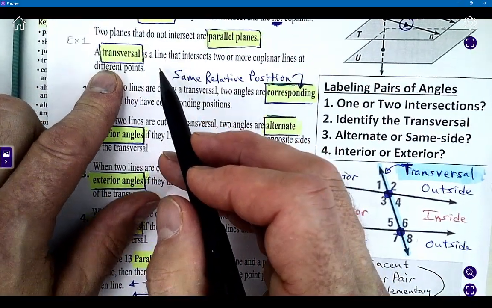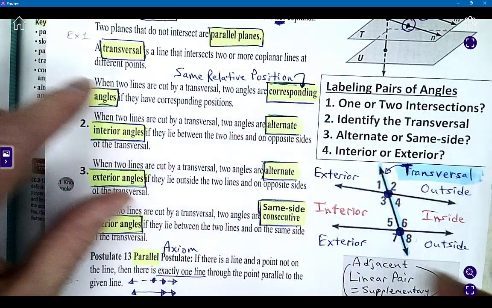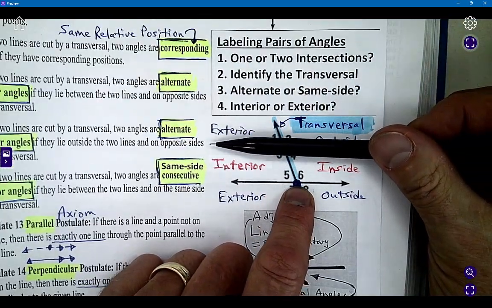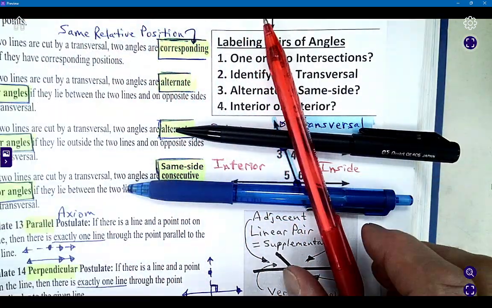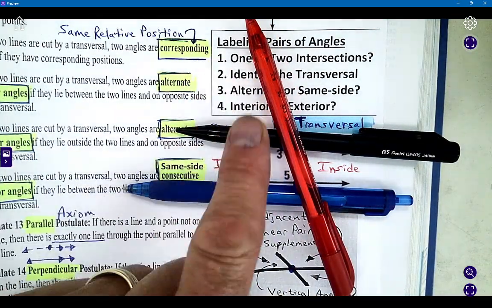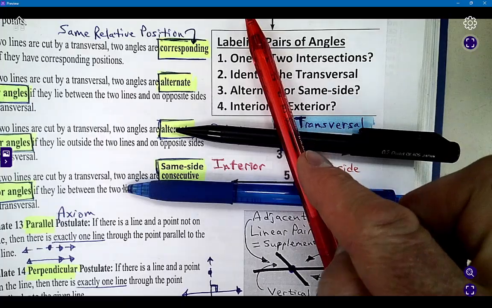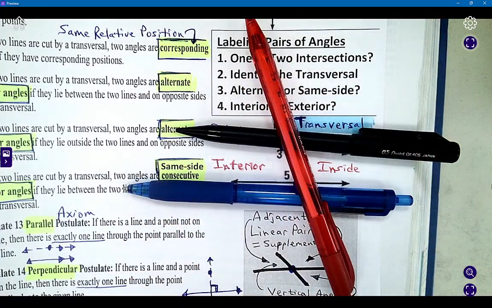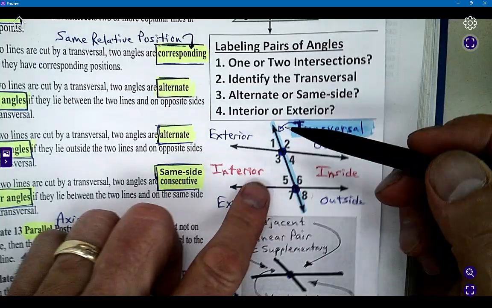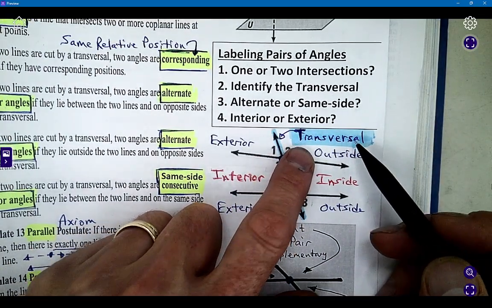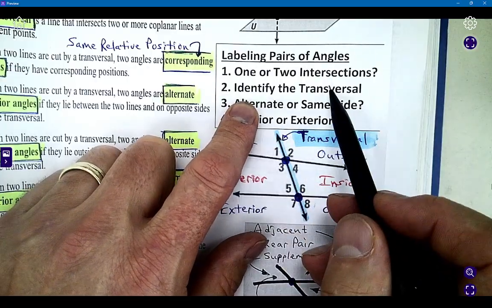A transversal is a line that intersects two or more coplanar lines at different points. So here are our two lines, going along like this. This red line is our transversal. It is cutting across the other two. Notice that the black and the blue line only have one intersection, whereas the red line intersects two other lines. So that's called a transversal. Go ahead and write that in your notes and emphasize that transversal. So our second step is to identify the transversal.